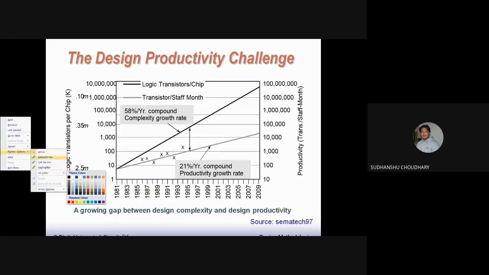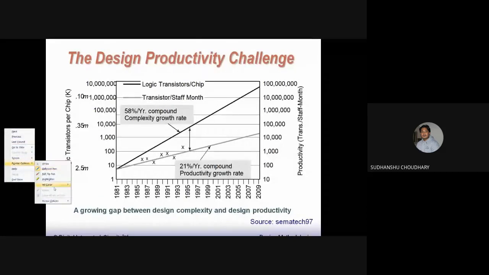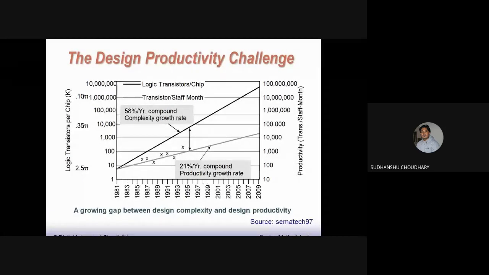Maybe I'll select a pointer over here. Yeah, so we see that with time, the chip complexity is growing with time, right? And you will also find that the productivity growth rate, as we had talked about earlier, because of the lack of skilled manpower, one cannot match at this pace, that is the complexity growth rate. So design productivity is small because of the lack of skilled manpower. That is why we see here a gap, and this is called productivity gap or design productivity gap.